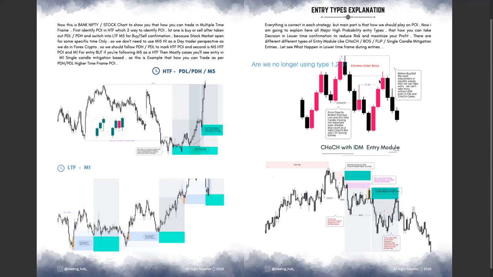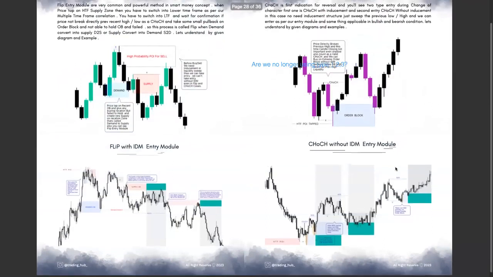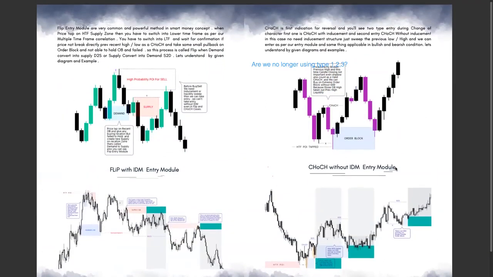This is an entry type explanation, chalk entry with IDM, and you can sell like this. Are we no longer using type one, two, three? Yes, we can use one, two, three types of entry. Same thing is here, chalk without inducement, that is how you can trade.